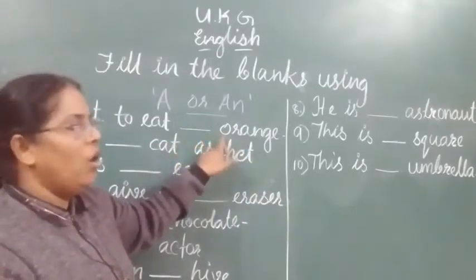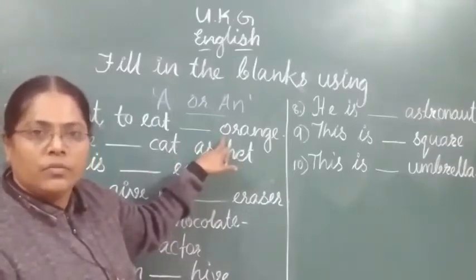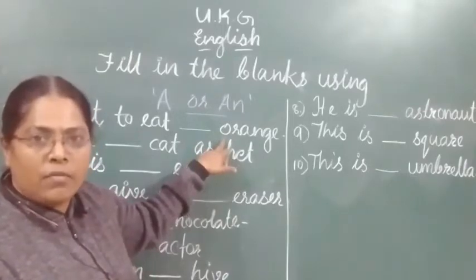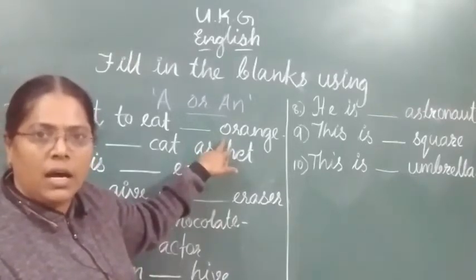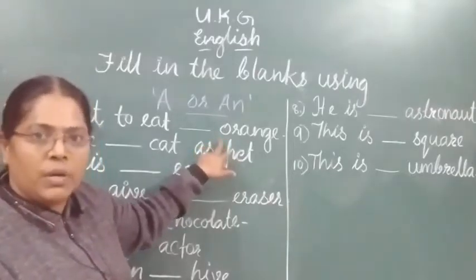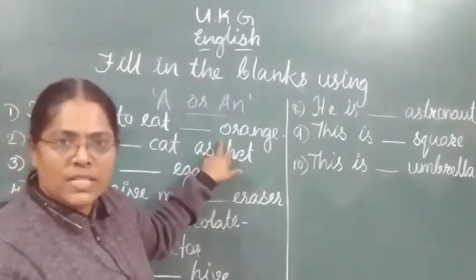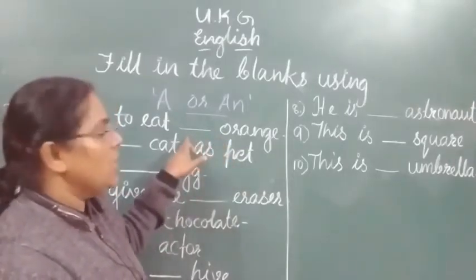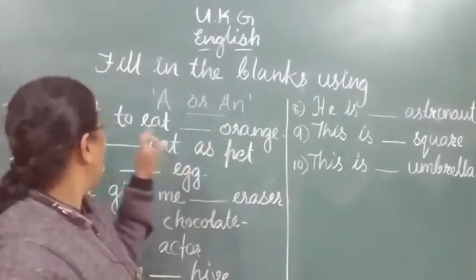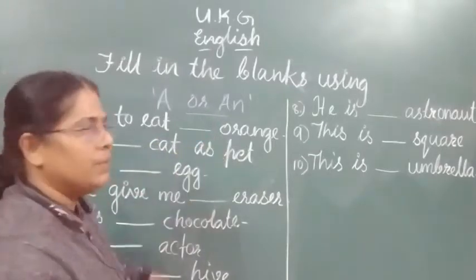What will we put here? An. Why? Orange, this word begins with a vowel sound. Which are the vowel sounds? A, E, I, O, U. This word begins with a vowel sound, so what will we put here? We will put an. I want to eat an orange.